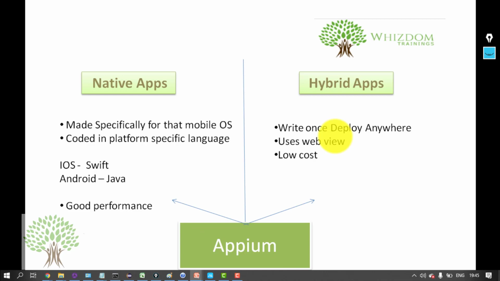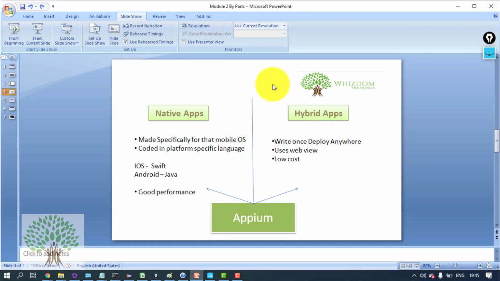And Appium as a tool supports both hybrid and native apps. That's what I have told you earlier. You need to know this difference because most people starting the installation think that only hybrid apps are supported, and they also don't know the difference. So both of them are supported.